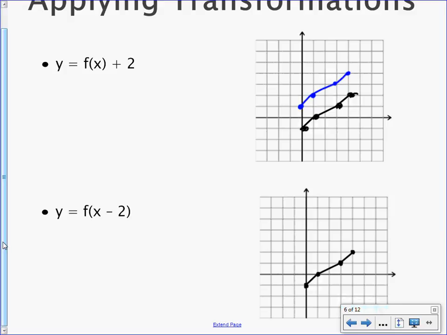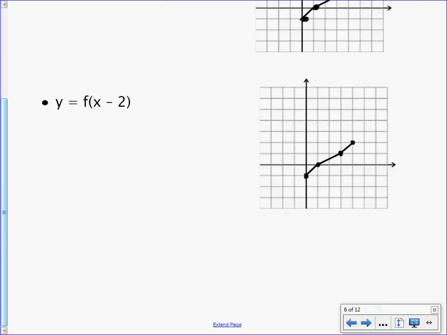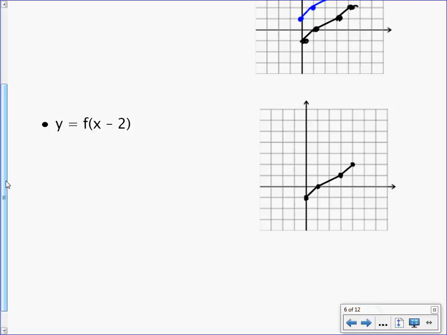Here we have y equals f of x minus 2. What does this mean we're going to do with our function? We're going to take all of our coordinates and we're going to shift them to the right 2. And there's our new function. Questions? Doing all right? Okay, right now we're just going to work with one transformation at a time, and then we'll start throwing a couple in there.